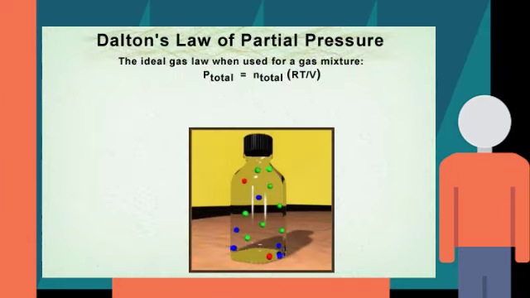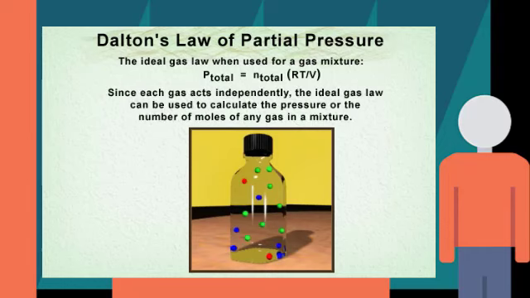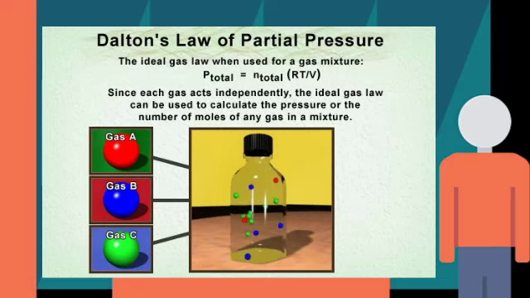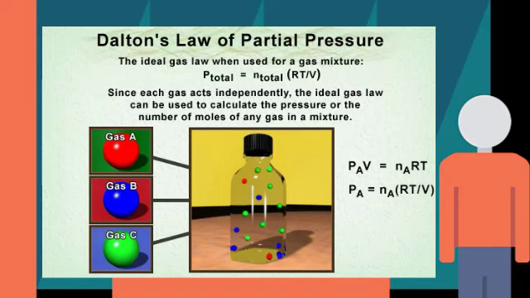The ideal gas law, when used for a gas mixture, can be written as P total equals n total times RT divided by V. Dalton's discovery that each gas acts independently also enables you to use the ideal gas law to calculate pressure or the number of moles of any component of a mixture. For example, in a mixture containing gases A, B, and C, you can find the partial pressure of any of the gases by using the ideal gas law for an individual gas. If you want to find the partial pressure of gas A in the mixture, you can use the ideal gas law in the form P_A V equals n_A RT. Dividing both sides by V gives a similar equation as shown above for the total pressure of gases in a mixture.